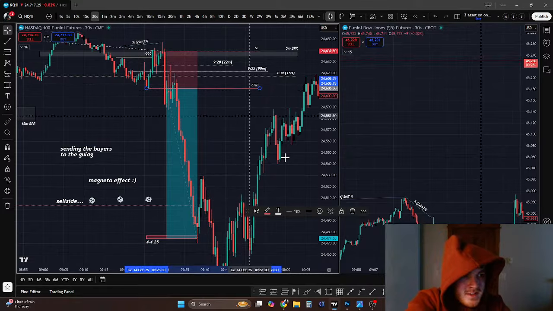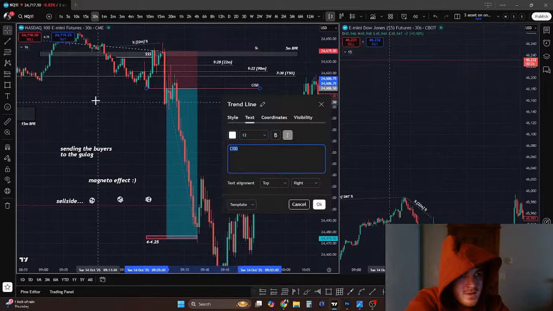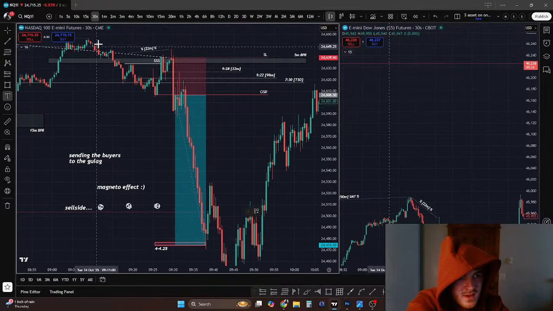So flow state retest off of 5-minute BPR, in line with our high resistant liquidity curve, in line with Magneto effect.